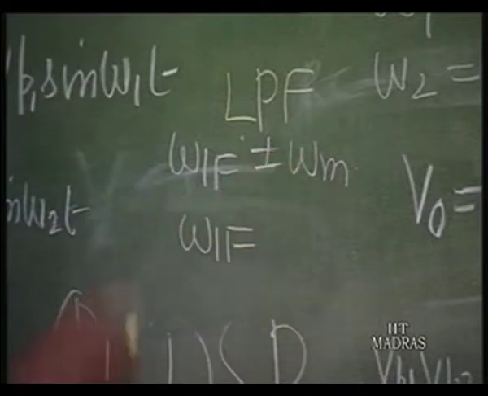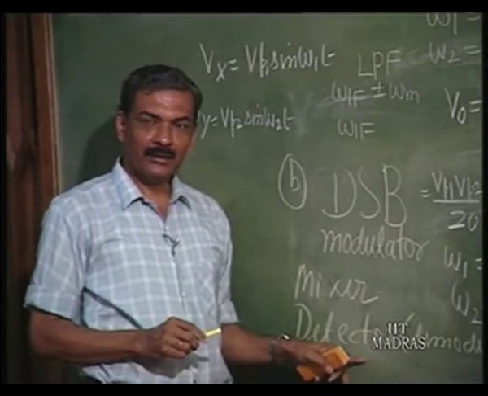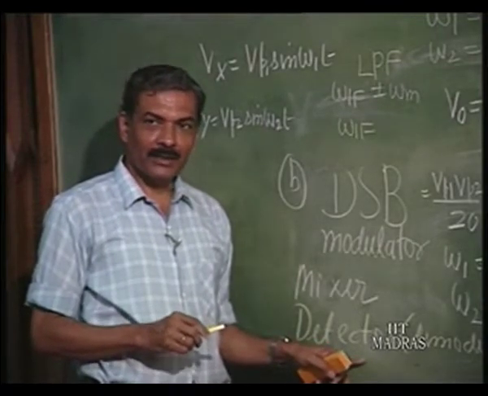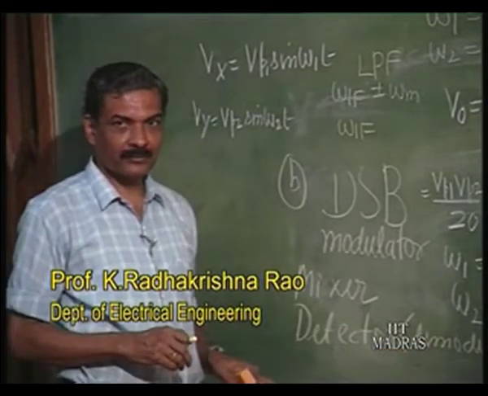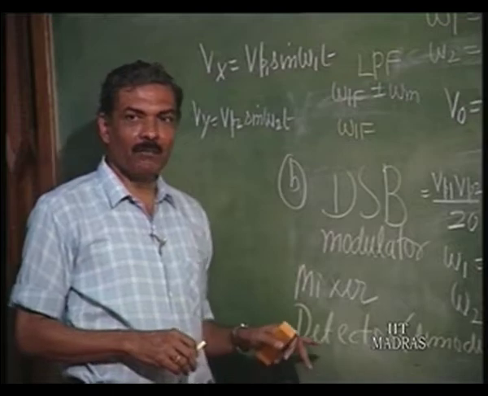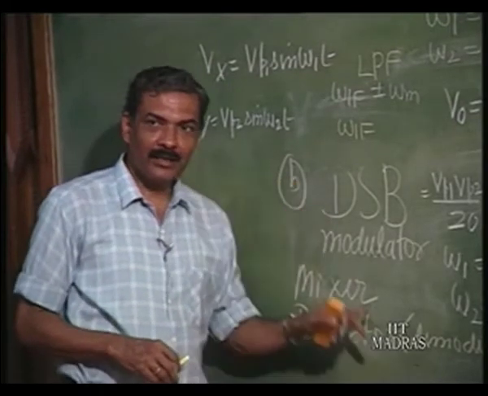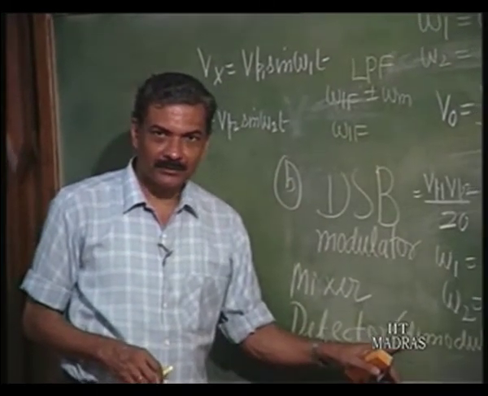The inputs therefore are the IF signal and an IF local oscillator frequency. Then it detects the modulated signal, that is called a demodulator. This is also called a balanced modulator and this is a balanced demodulator.